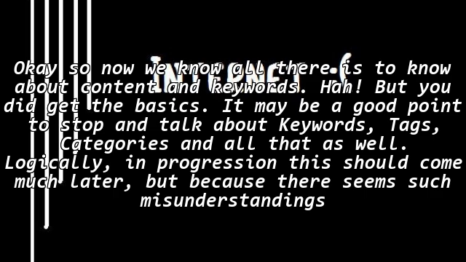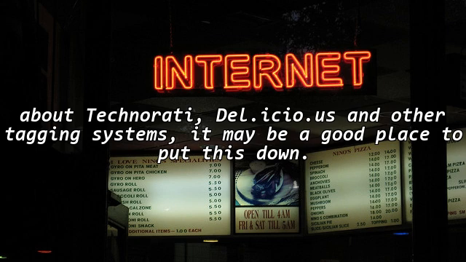Okay, so now we know all there is to know about content and keywords. Ha! But you did get the basics. It may be a good point to stop and talk about keywords, tags, categories, and all that as well. Logically, in progression, this should come much later, but because there seems to be such misunderstanding about Technorati, Del.icio.us, and other tagging systems, it may be a good place to put this down.